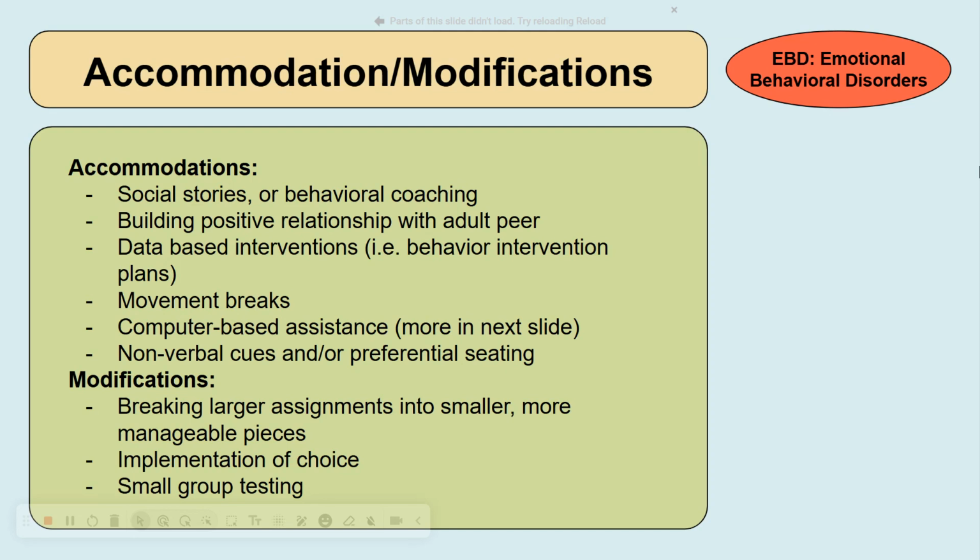Other accommodations can include movement breaks, so a student can remove themselves from the setting if needed. If they seem to be getting worked up or emotional or anxious or fidgety, they can just take a moment, remove themselves, come back and rejoin the environment. There are some computer-based assistants, which we'll talk about more in the next slide. The biggest thing, though, inside the classroom, if you want to keep these children in your classroom, are going to be the nonverbal cues and preferential seating.